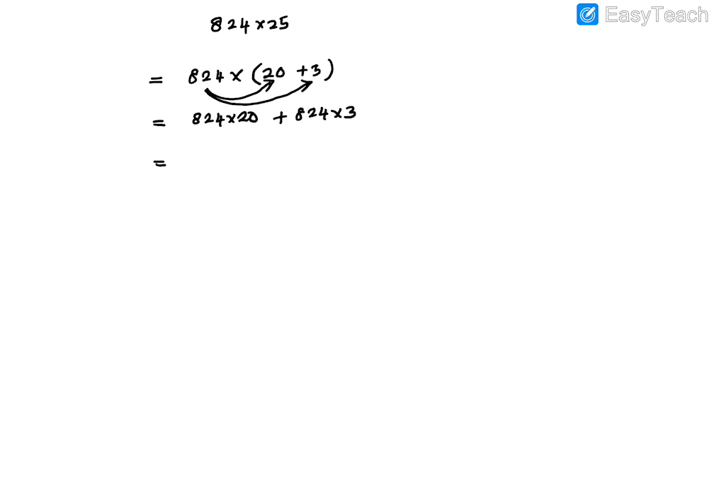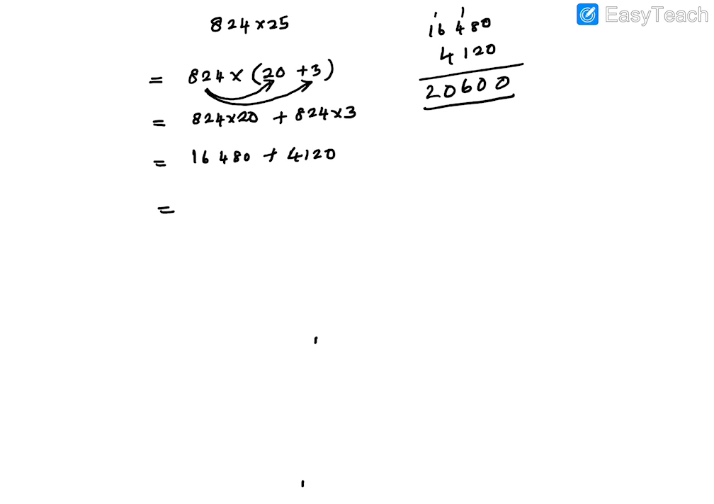So 824 into 20, you will get 16,480 plus, here 824 into 5 means 4,120. So when you add this value, 16,480 and 4,120, so 0, 0, and here 6, 20,600. So the final answer is 20,600.